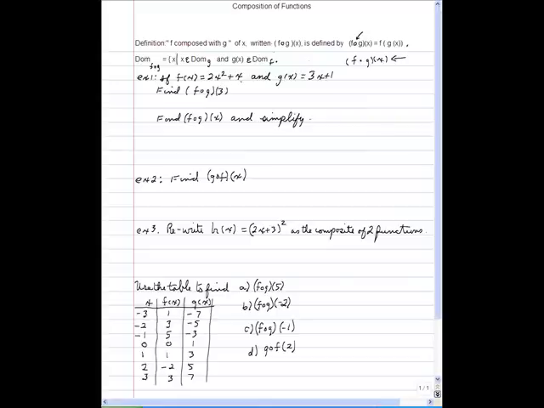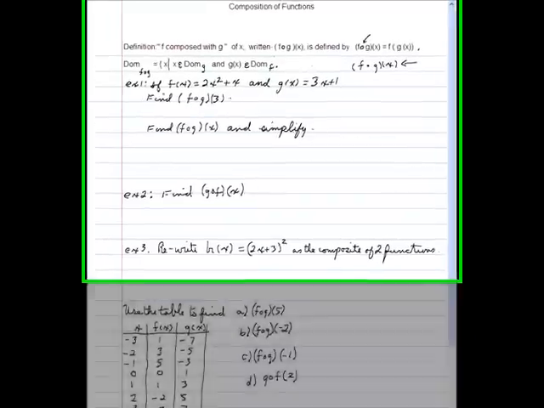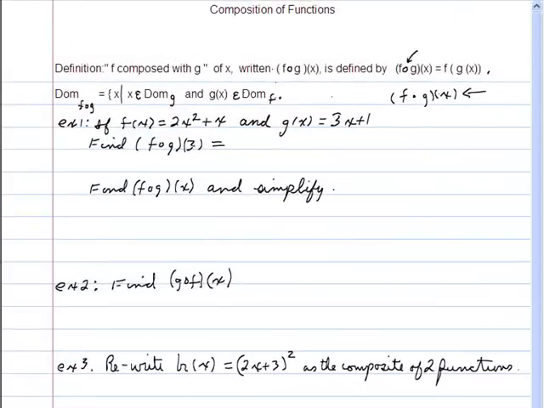Suppose f of x is 2x squared plus x and g of x is 3x plus 1. What would f dot g of 3 be? Well, according to our definition, f dot g of 3 would be f of g of 3. So to figure out what that is, we have to know what g of 3 is. So I'd come up here and look at g. And g of 3, I'd put a 3 in for x. So I'd have 3 times 3 plus 1. So that's a 10. So f of g of 3 is f of 10.